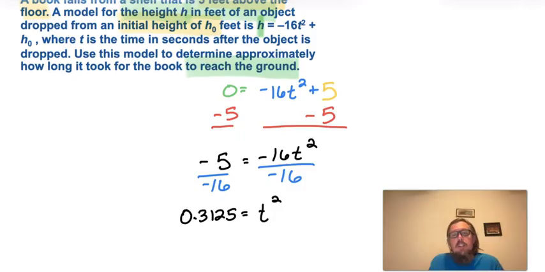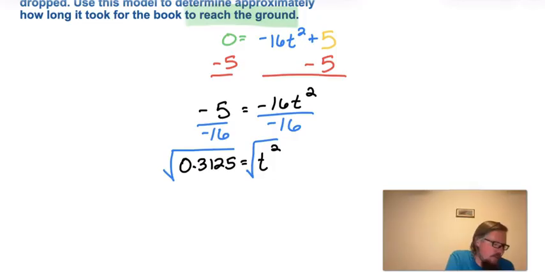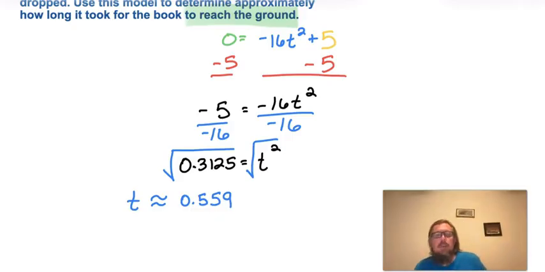And then the last thing for us to do is to get rid of the squared. So to turn t squared into t, we just take the square root of both sides. And so our answer is going to be whatever the square root of 0.3125 is. So let's, again, using the calculator, take the square root, and I'm going to round this. It is 0.559, let's say.